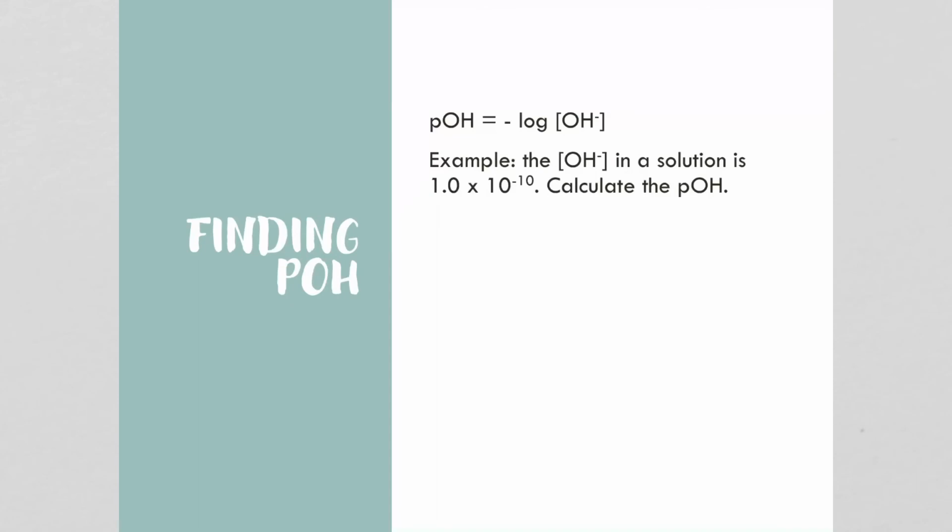We can also find pOH the same way, so it'd just be negative log the concentration of hydroxide ions. So for example, the hydroxide ion concentration in the solution is 1.0 times 10 to the negative 10. Calculate the pOH. So pOH is equal to negative log of the concentration of OH, so 1.0 times 10 to the negative 10. So that's equal to 10. So the pOH is 10. If you know the pH, you can just find the pOH by subtracting from 14.